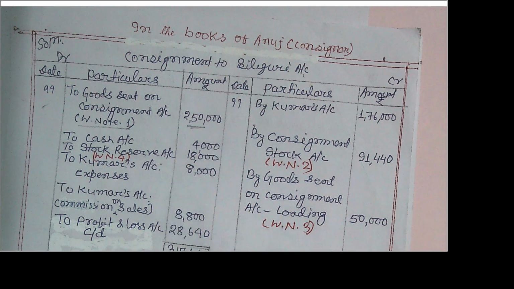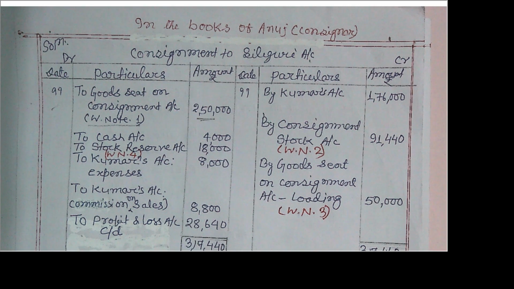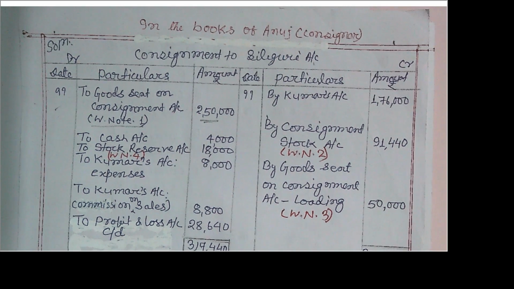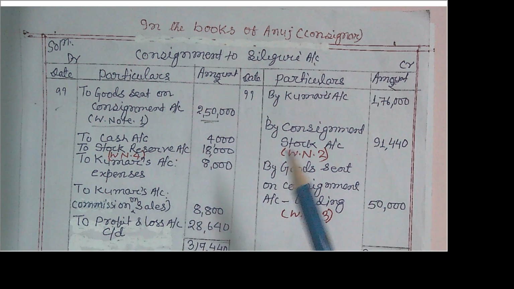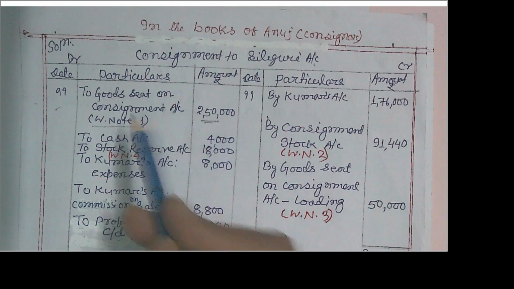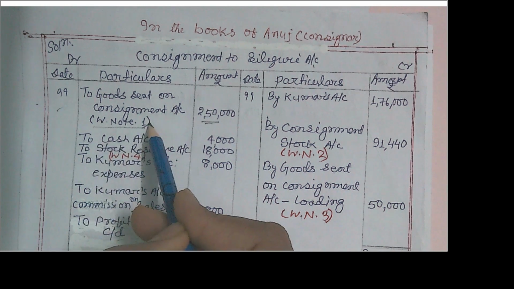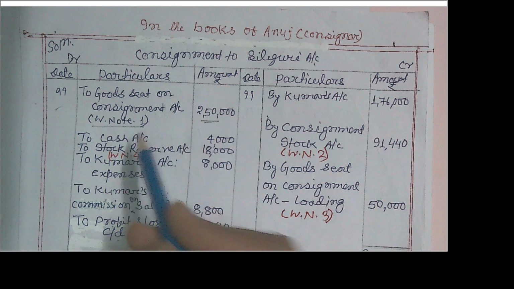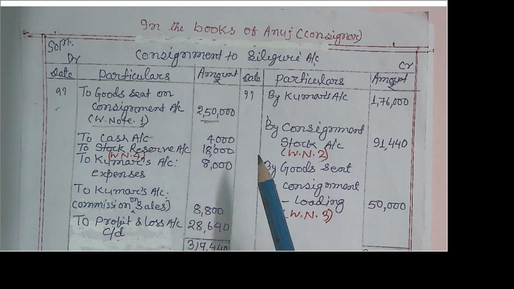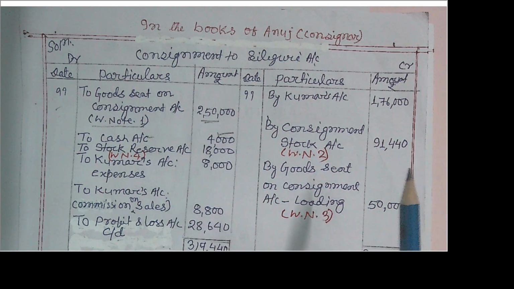Let me explain that these are the goods sent by adding 25% on cost. 2 lakh is the value of goods, 25% of 2 lakh is 50,000, so 2,50,000 becomes the invoice price. I have shown you this in working note number 1; I will show you later. And while sending the goods, he has paid freight and insurance of 4,000. It is a cash account entry.